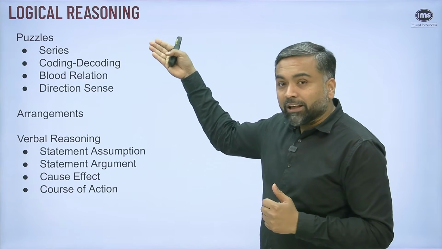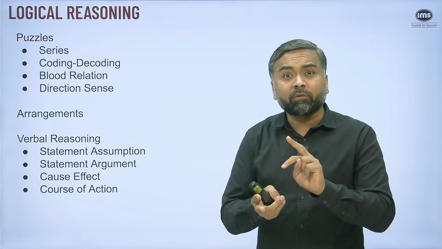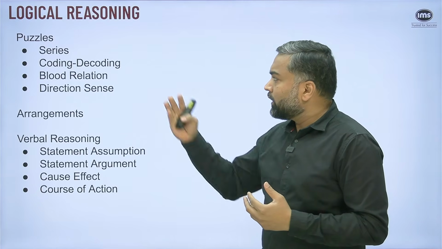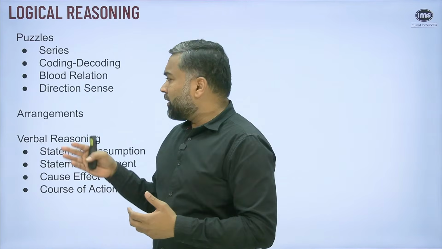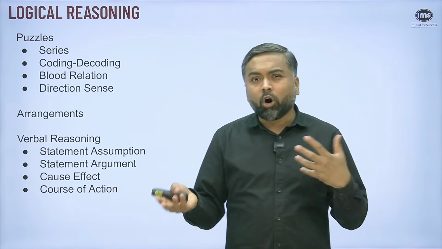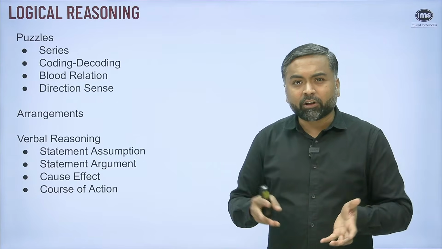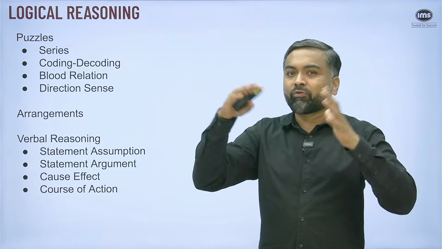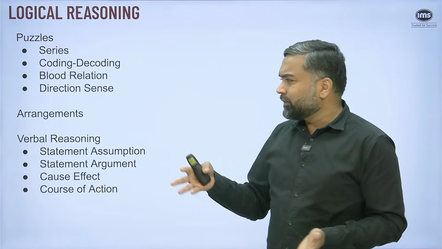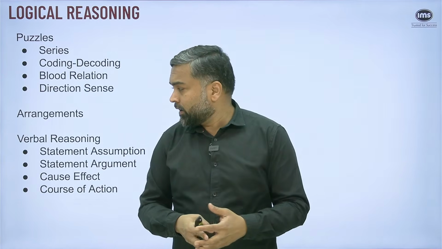So there will be series: number series, alphabet series, sometimes alphanumeric series, coding and decoding, blood relations, direction sense, an arrangement, circular or linear arrangement, or some matrix arrangement where a 3 by 4 matrix is supposed to be made, not 5 by 5 or 5 by 4, which is very difficult. A 3 by 4 matrix is supposed to be made.